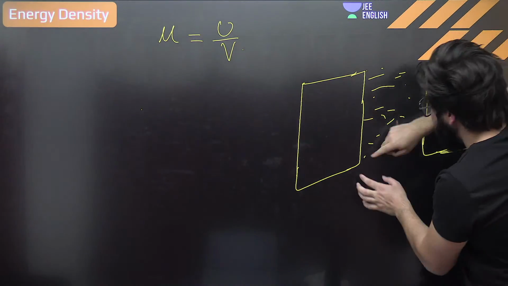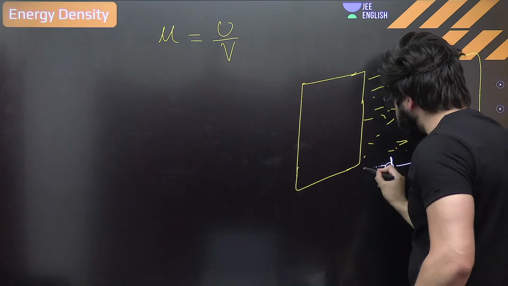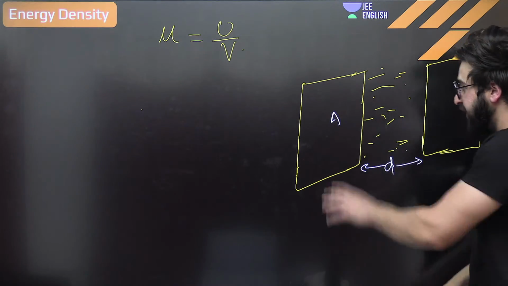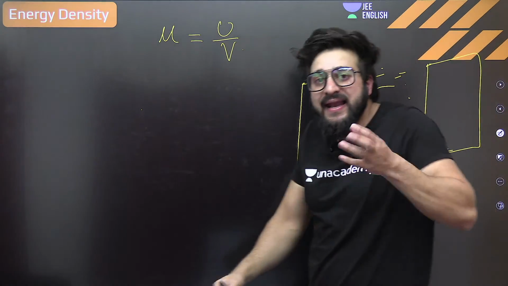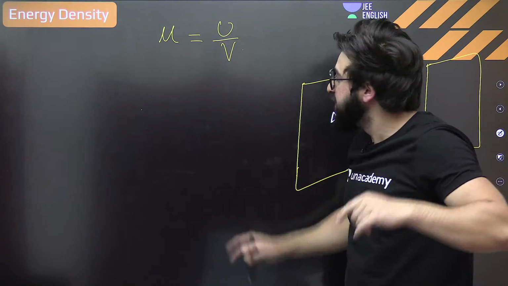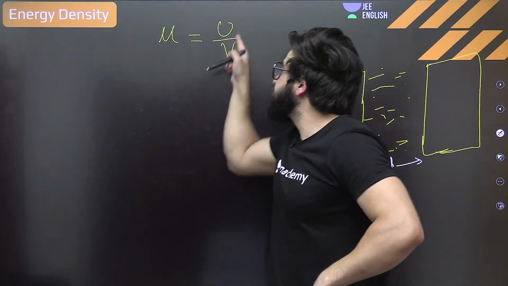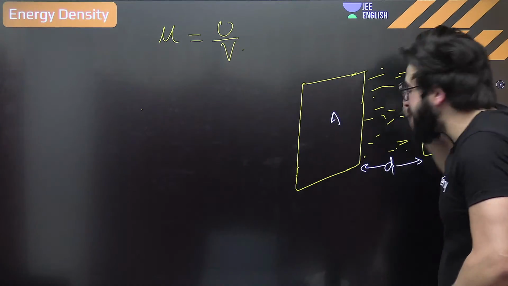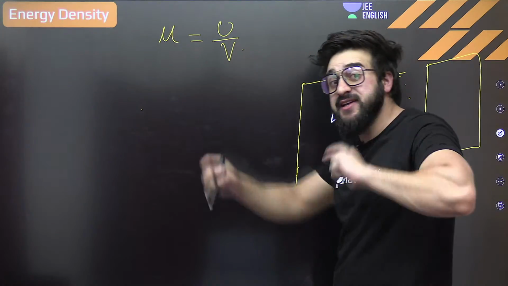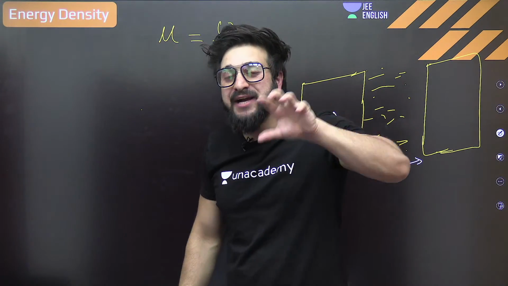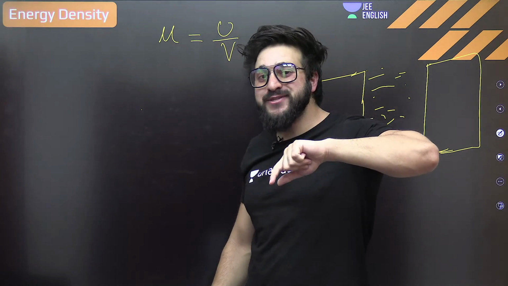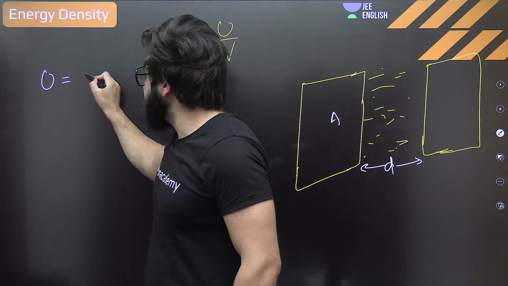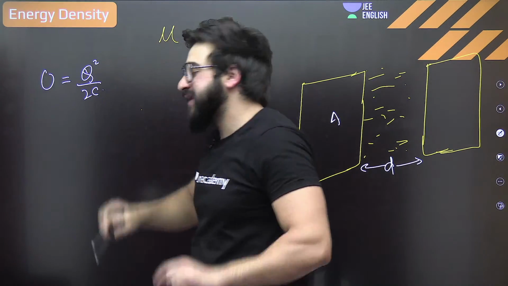Area of these plates multiplied by the distance between these two plates, D. If I say for example A multiplied by D, area into this distance will give me the volume. Now the point over here is, how can we find this U? U is the energy stored in this capacitor. How can you find the energy stored in the capacitor? In the last lecture we discussed 1 by 2 CV square or Q square by 2C. So we know that U is Q square by 2C.